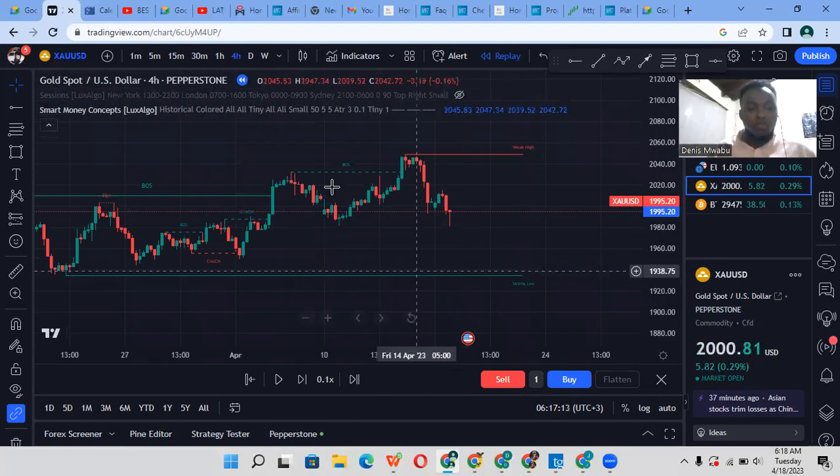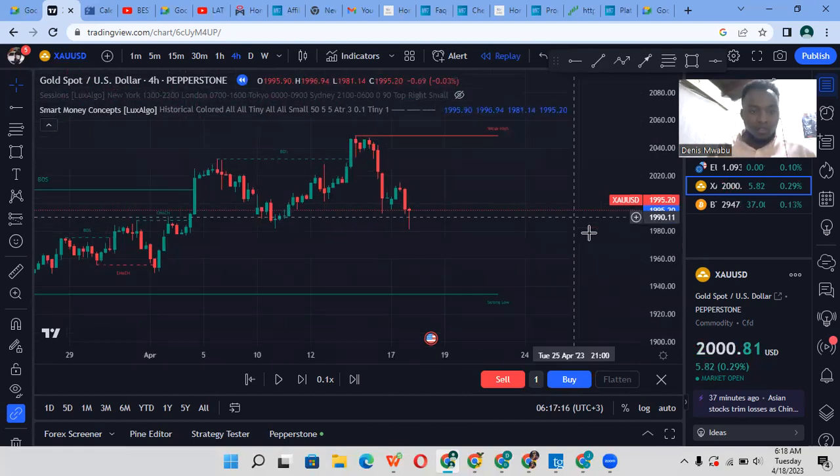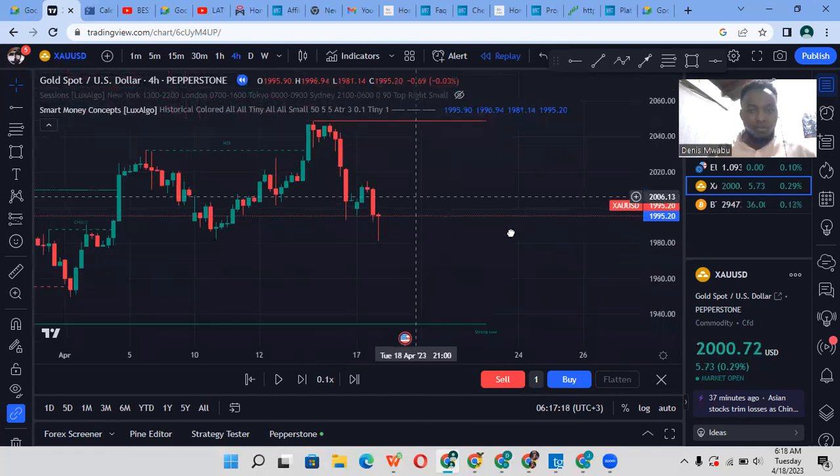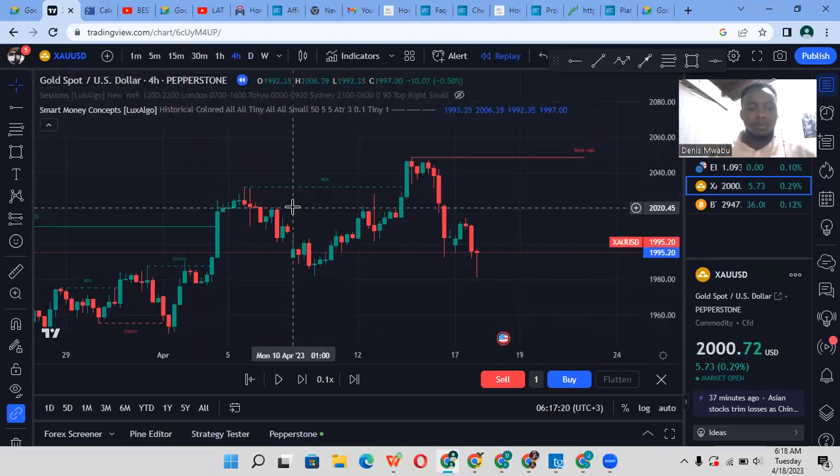So it shows you a break of structure. This is where I want you to really focus. You want to use this indicator to help you identify major supply and demand zones.